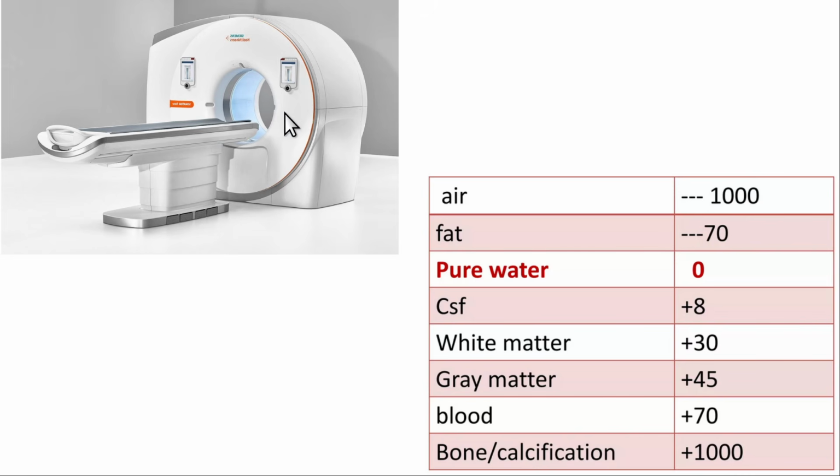So let's say we're doing a CT brain, and then a radiation beam passes from one side of the scanner through the patient's brain and then into a camera detector on the other side. So from right here, it passes through the brain into a detector on the other side.